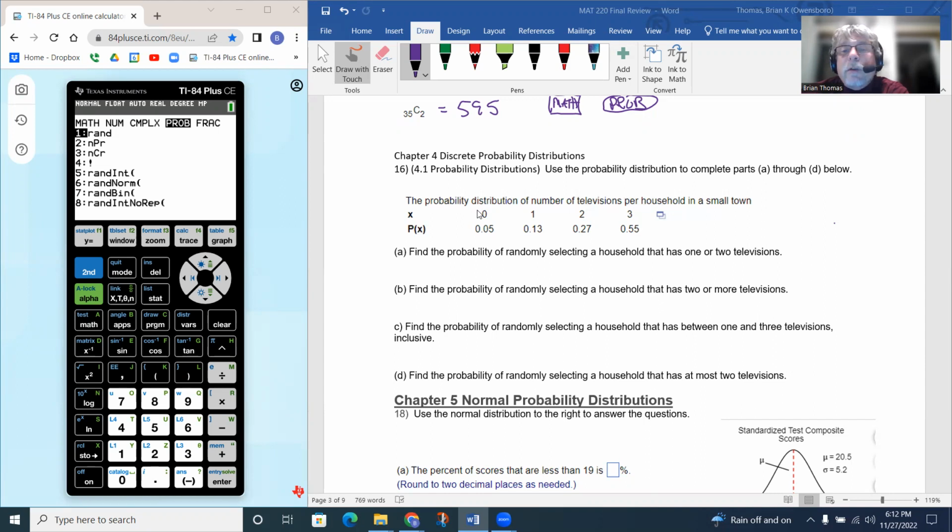The number of households with 0 TVs was 0.05, so that's like 5% of the houses had no television. One television, 13% of the households. 2 televisions was 27%. 3 televisions was 55%. And I think in our house, we have 3. That makes sense that most people these days probably have 2 or 3, maybe even more TVs.